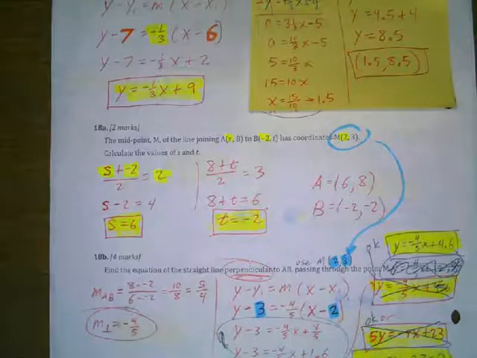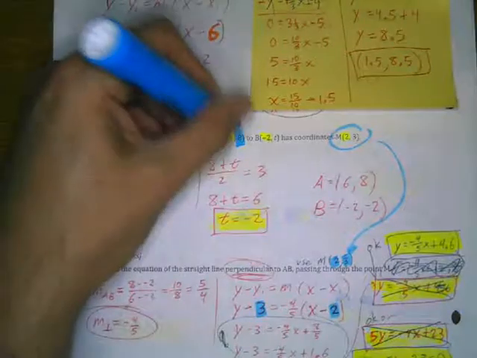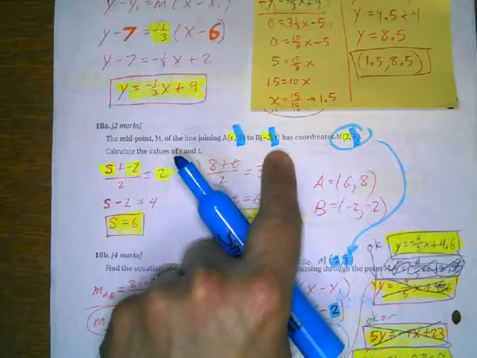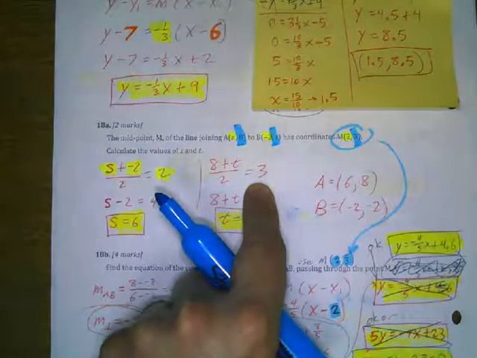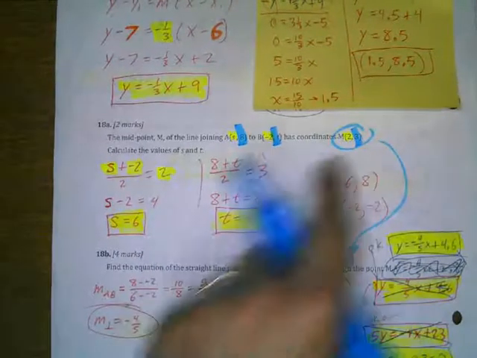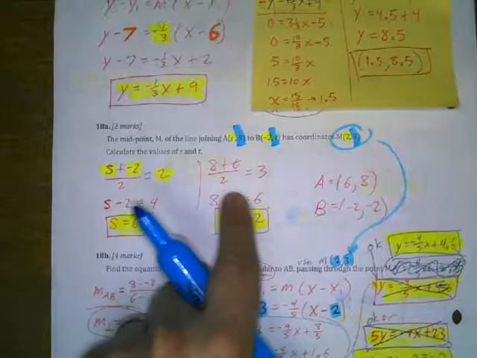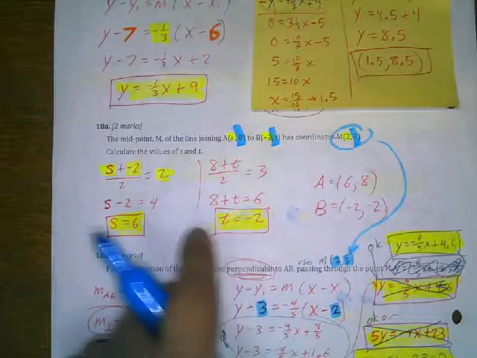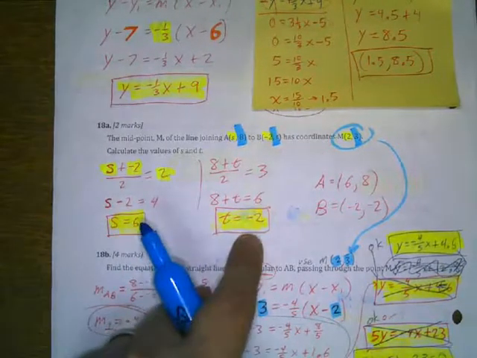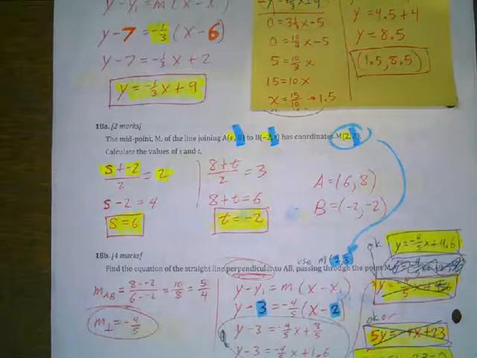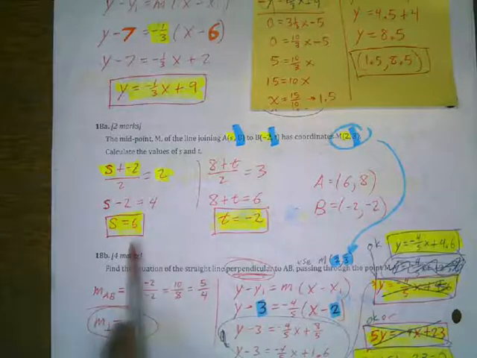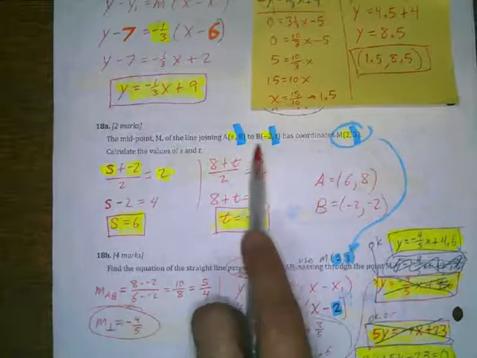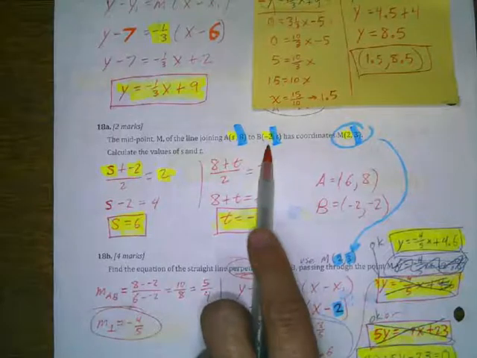We can look at the y values here. So 8 plus t divided by 2 is going to give me the y value of the midpoint, which is 3. Multiply 2 on both sides, we get 8 plus t equals 6. Subtract 8 on both sides, we get t is -2. So now I know my coordinates here: instead of s, we're going to have 6, 8. And for B, instead of t, we're going to have -2, -2.